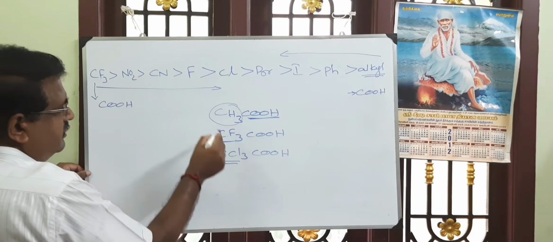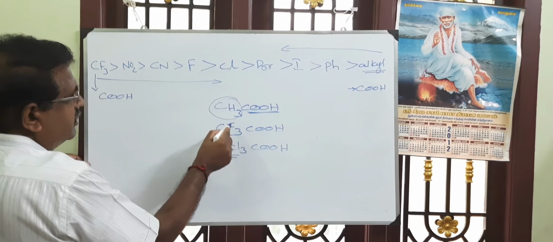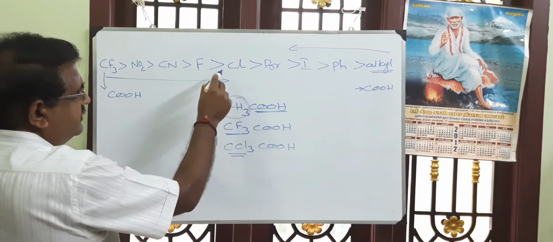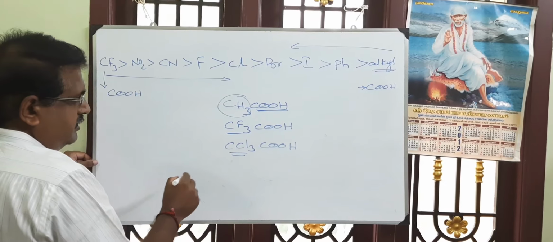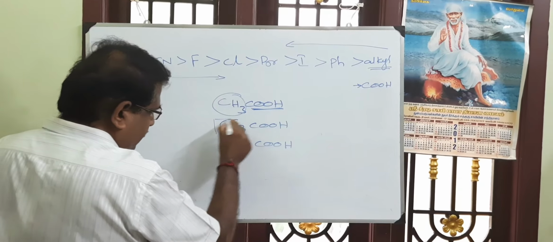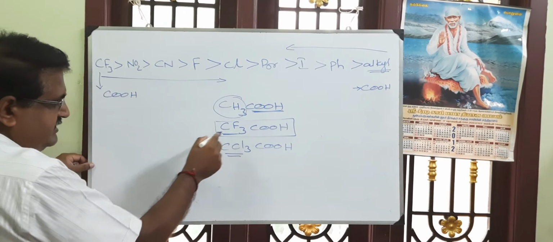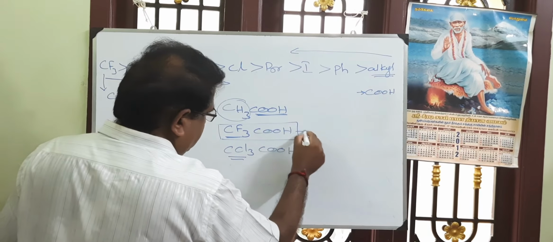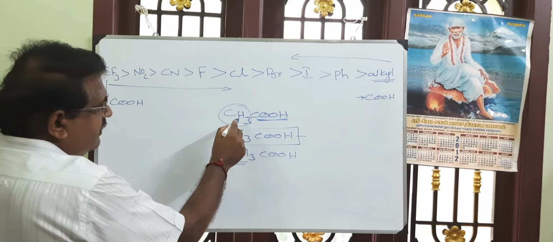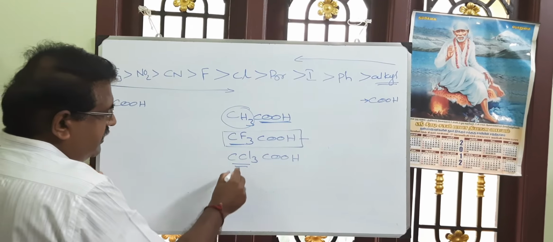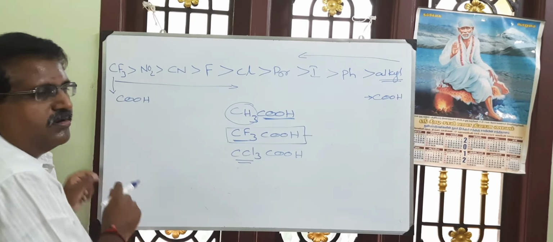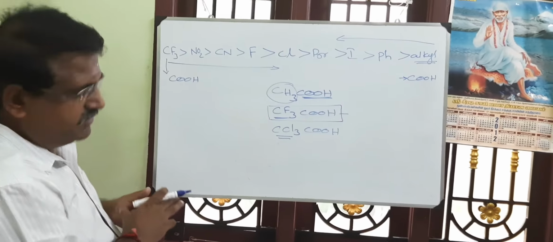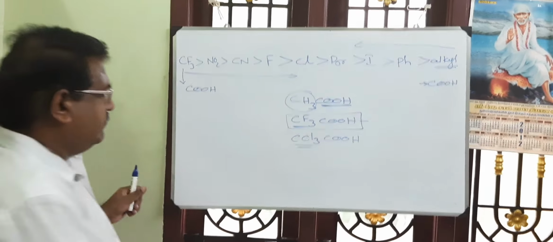From this series we know that fluorine has higher electronegativity than chlorine. So obviously CF3COOH, trifluoroacetic acid, will be the strongest acid of these three, acetic acid will be weaker, and CCl3COOH will be a moderate acid. Now let us consider another example.